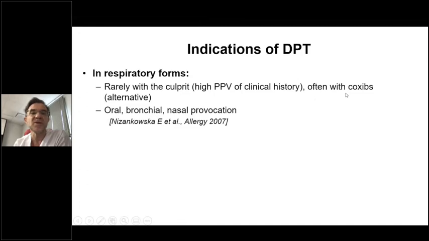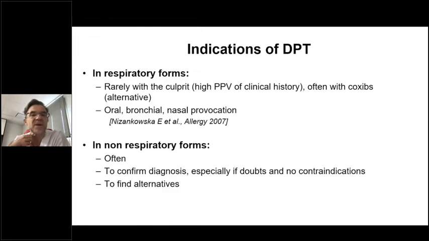For those respiratory forms, we mostly use drug provocation tests in order to find an alternative NSAID, and most of the cases are COX-2 selective inhibitors. If we do provocation tests, they are standardized for oral, bronchial, and nasal provocations.